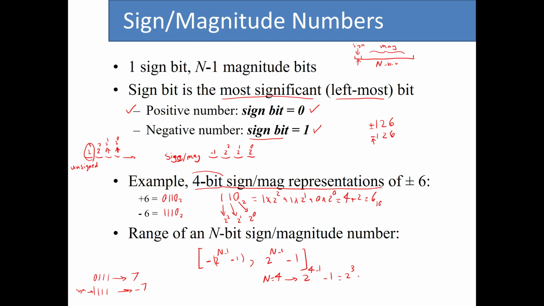So now if I replace n with the value 4 here, 2 to the 4 minus 1 is going to be 2 to the 3 minus 1, which is going to be 7. And if you do the same thing here, negative (2 to the 4 minus 1) equals negative (2 to the 3 minus 1), which is going to be -7. So that's one difference between unsigned numbers and signed magnitude numbers.